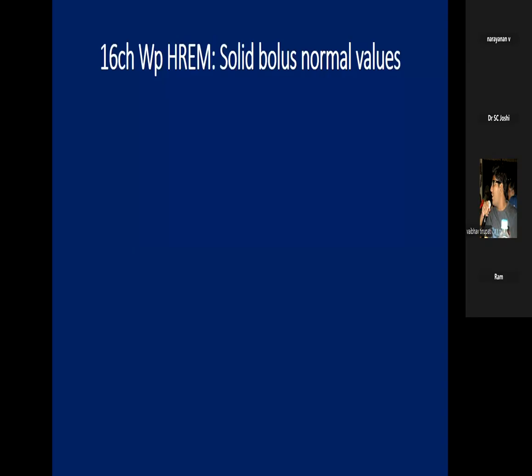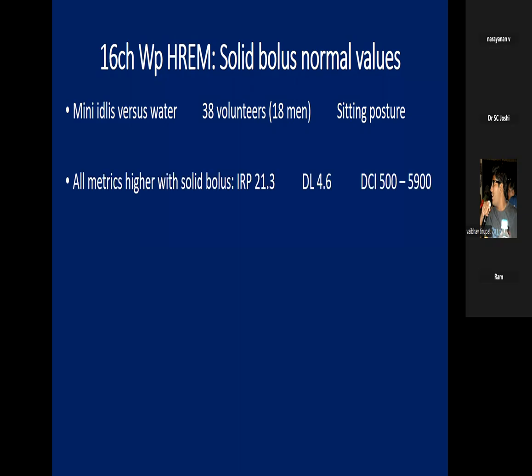So we did not stop there. When Chicago 4 came, we proceeded to go further and look at solid bolus also. So what I used was mini idlis and compared with water. I had 38 volunteers, 18 men, and again, I was the first person to do it. All of them were done in sitting posture. All metrics we found were higher with the solid bolus. So it's not surprising. The IRP was 21.3. The DL was only 0.1 second higher, so 4.6. The DCI was much higher at 500 to 5,900.